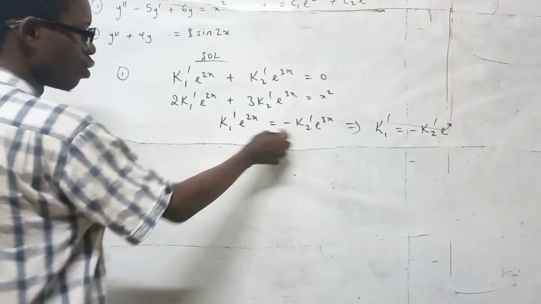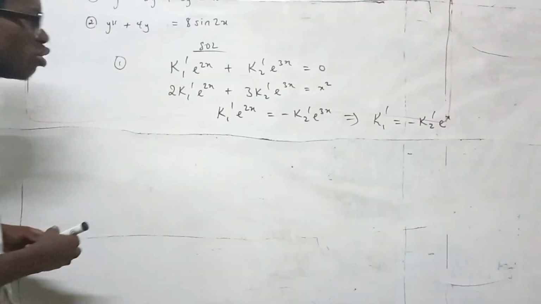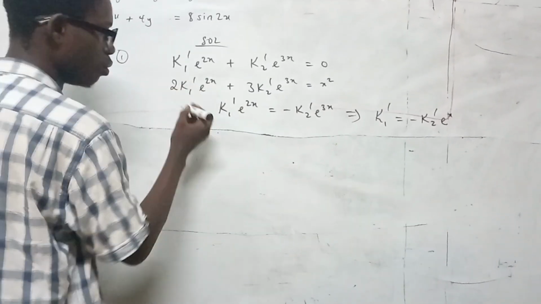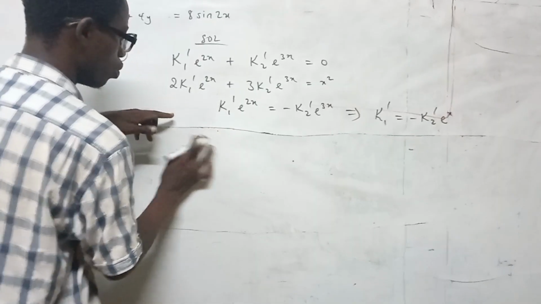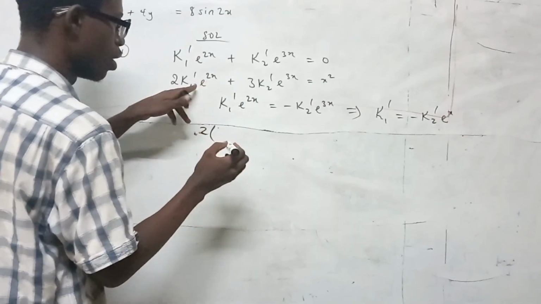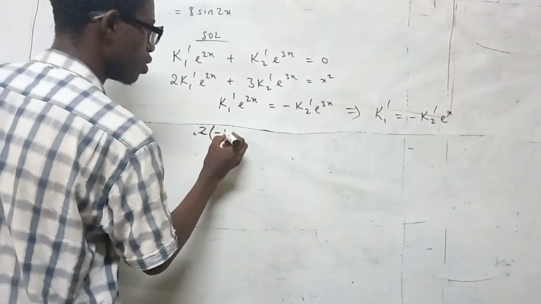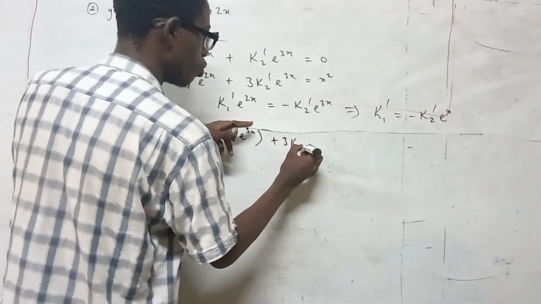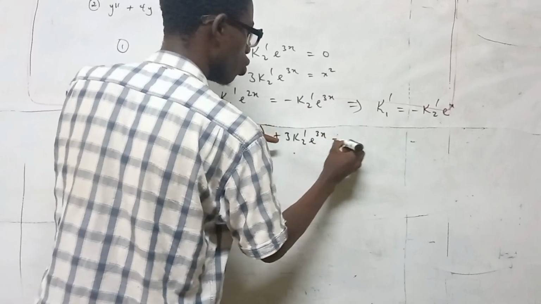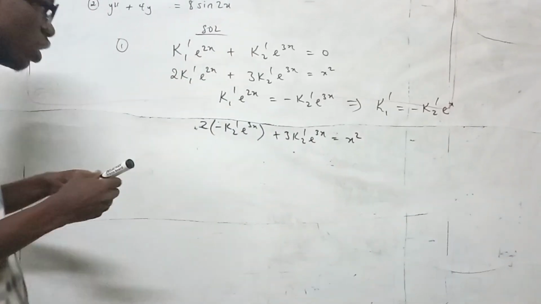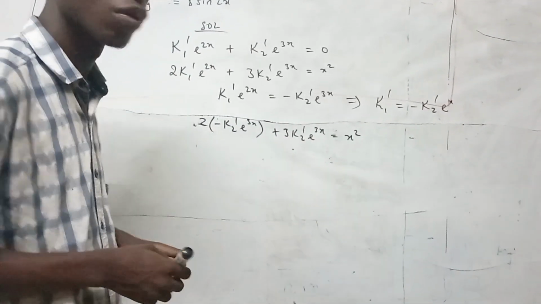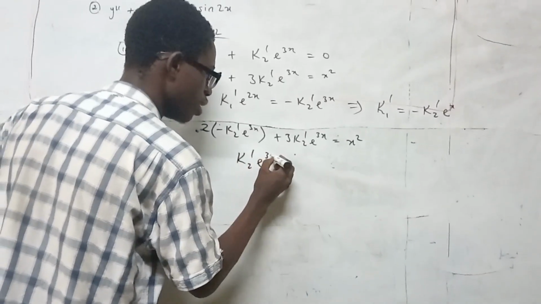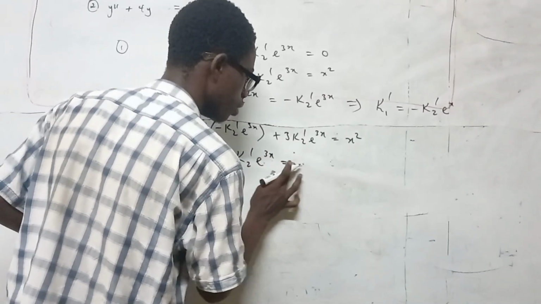k1 prime e raised to power 2x equals minus k2 prime e raised to power 3x. So we have two of this in this equation. So we are going to have minus 2 into bracket k1 prime e raised to power 2x, equal to minus k2 prime e raised to power 3x, plus 3k2 prime e raised to power 3x equals x squared. We have minus 2 of this plus 3. That means we are left with k2 prime e raised to power 3x equals x squared.